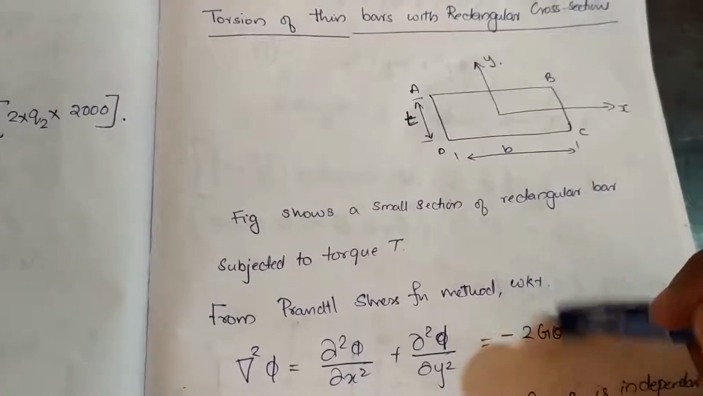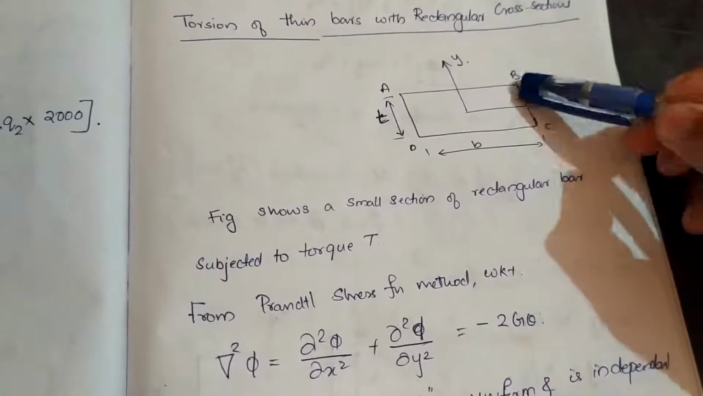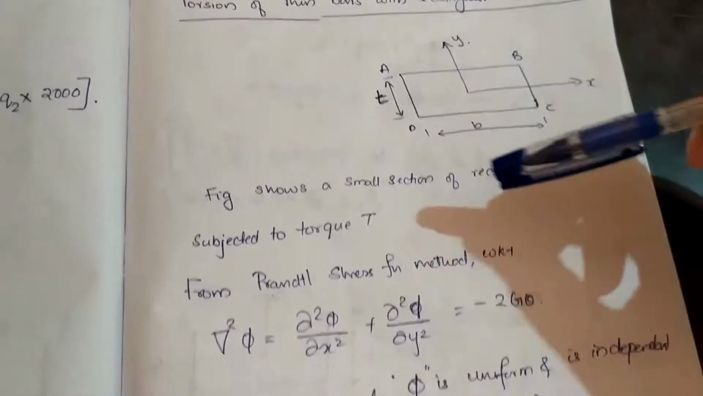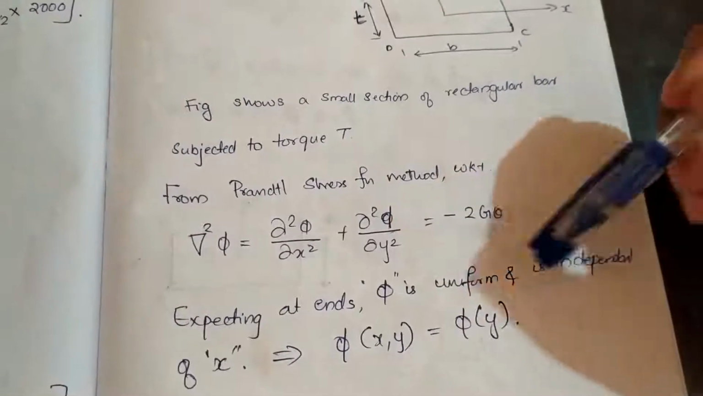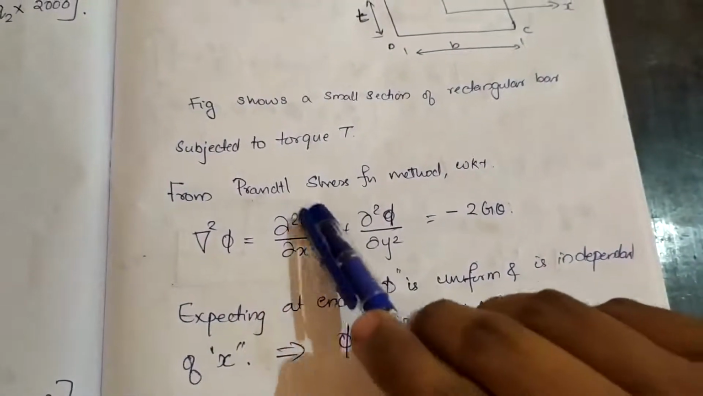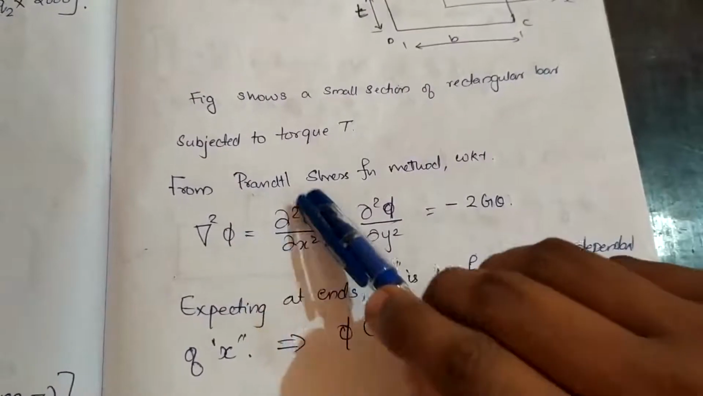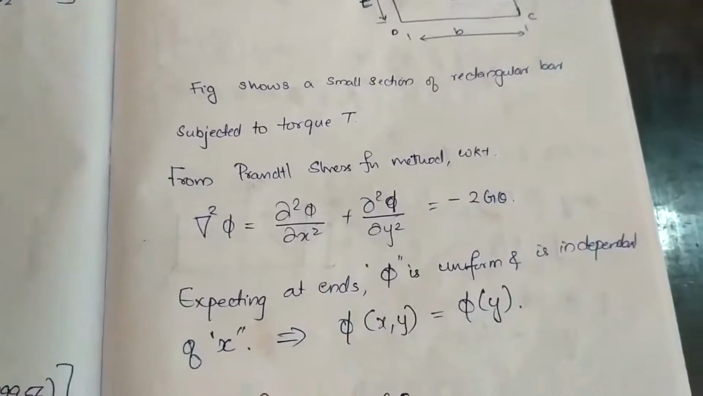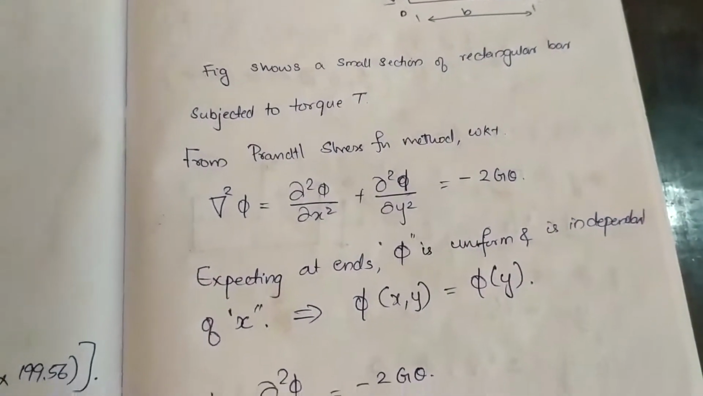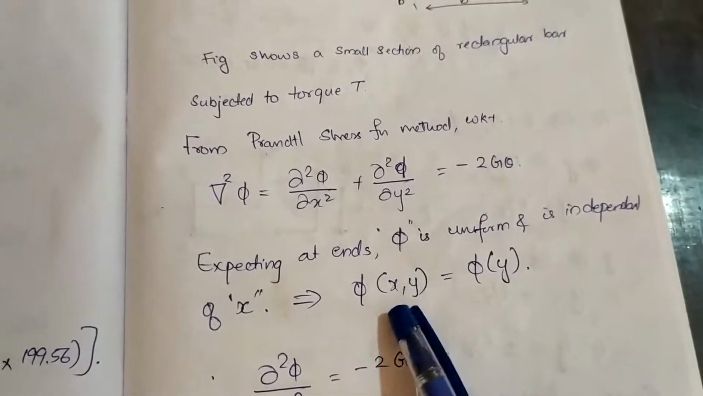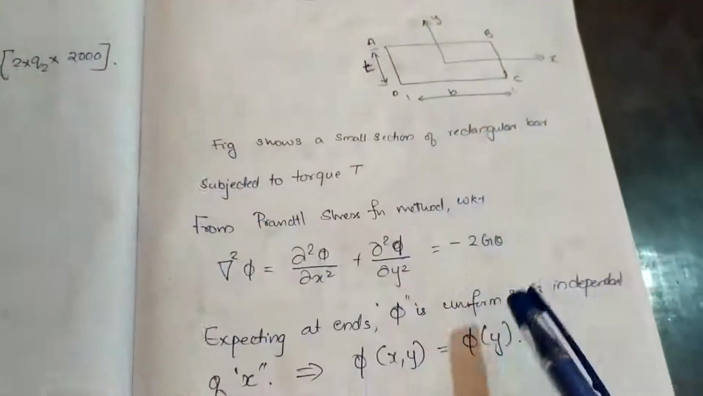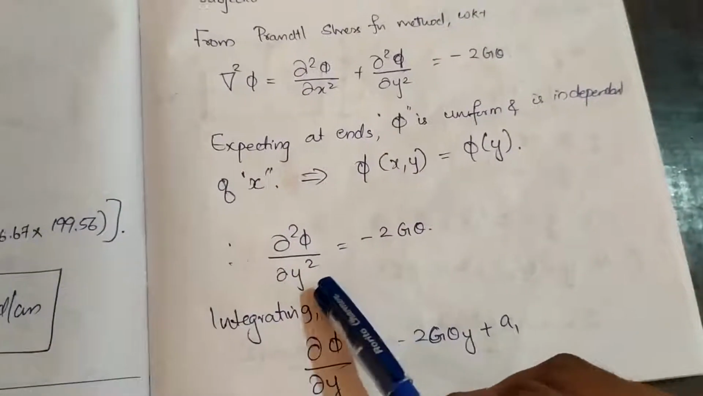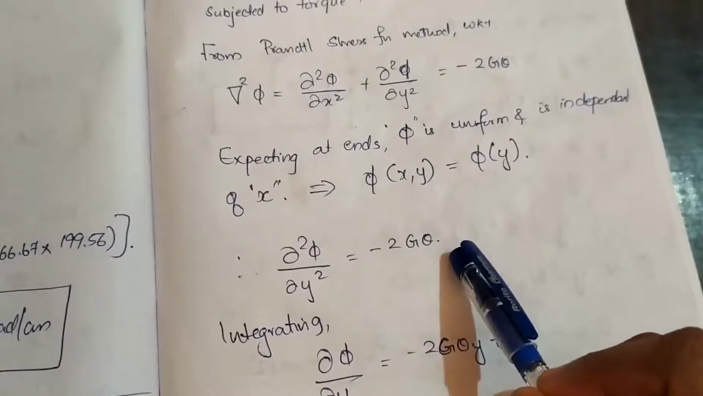Since this is a very thin membrane, we assume that phi is uniform and independent of x. That means there is no point in differentiating the function phi with respect to x. It is independent of x. So phi was phi of x, y. Now in these cases it depends only on y, that is phi of y. So d square phi by dy square is equal to minus 2 G theta, right?